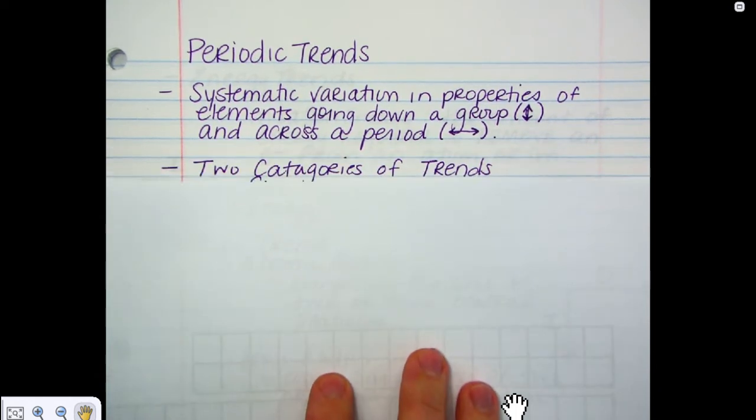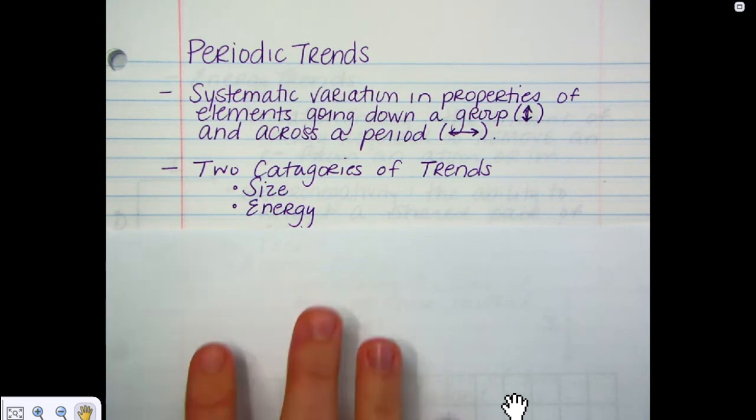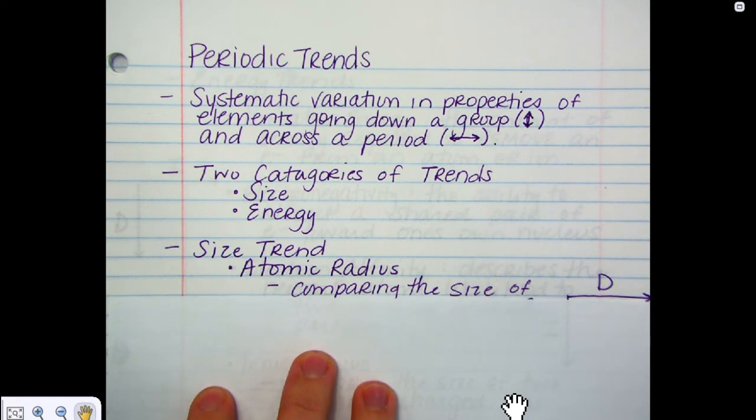Okay? So we have two categories of trends. They fall into two main groups. We have size trends and we have energy trends. So when we're talking about size trends, we're just talking about the physical size of an atom or ion, how big or how small it is. And then our energy trends, we have three different types of energy that we're going to look at. So let's look at our size trends first.